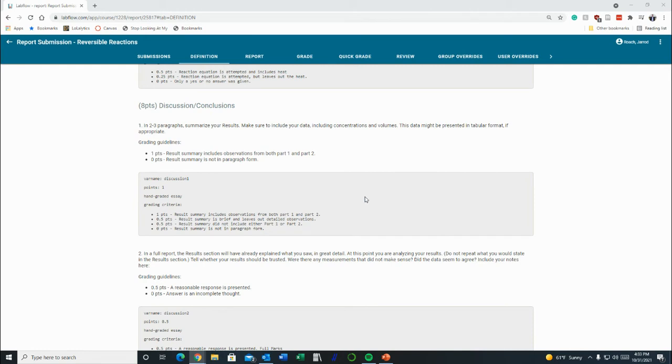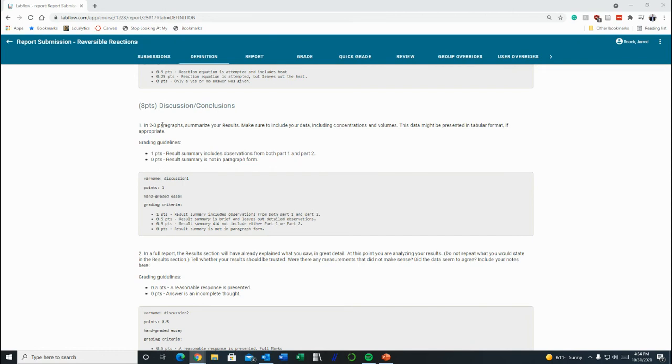This is essentially preparing you to write your report next week, since you will have a full lab report next week. So the first thing you have to do is summarize your results, making sure to include all of your data. This says to write 2 to 3 paragraphs. I don't really think that's necessary per se, but what I want to see is tables of all of your data.